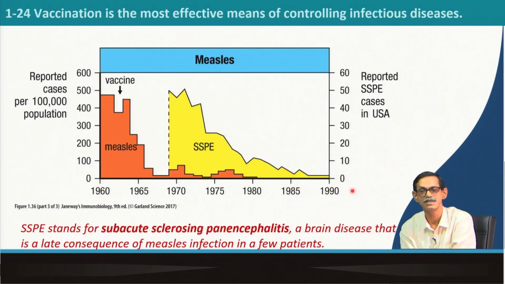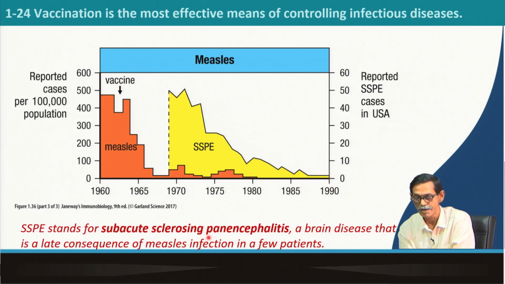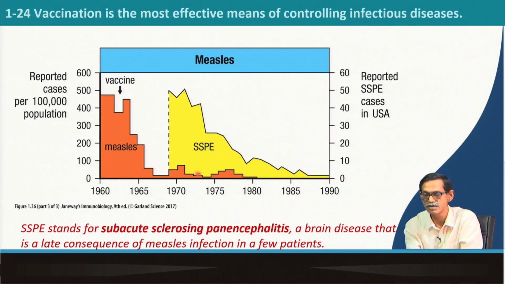Same way another vaccine is for measles. Measles cases have also gone down to very low; it was going up and down, but now it is going down and slowly it is almost not there. Not only measles, there is a disease called subacute sclerosing panencephalitis, a brain disease that is a late consequence of measles infection. That means it appears after the measles is over. When measles goes down, automatically SSPE also goes down, and it is almost 0 now.